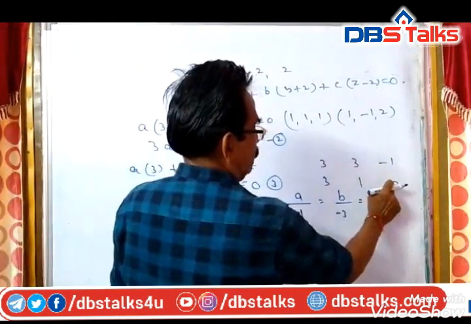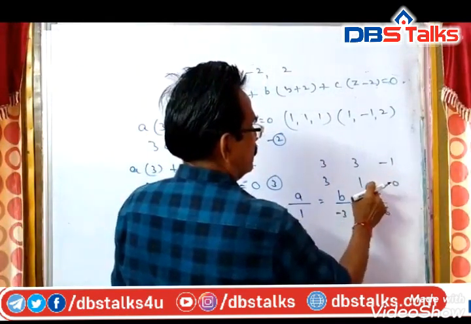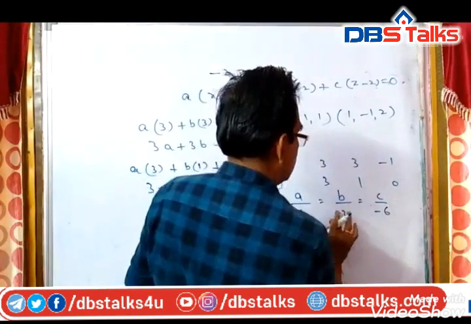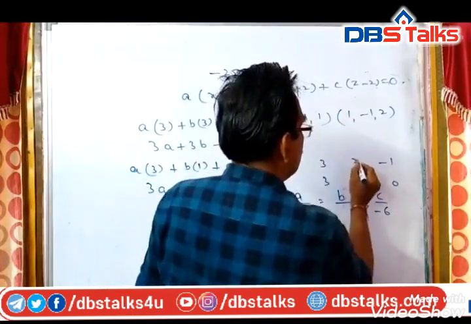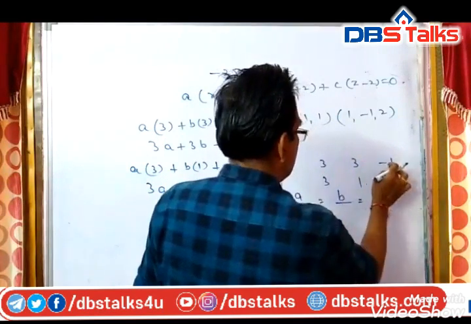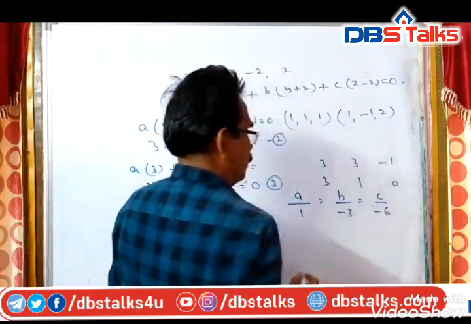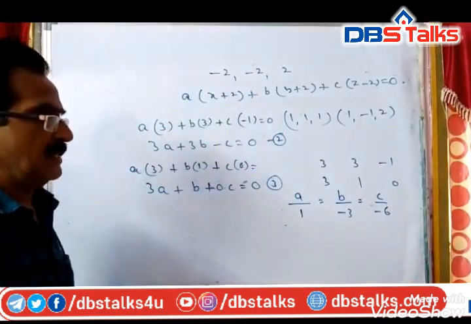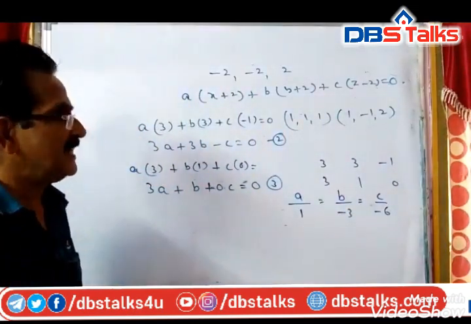So a is equal to 1, b is equal to -3, c is equal to -6.